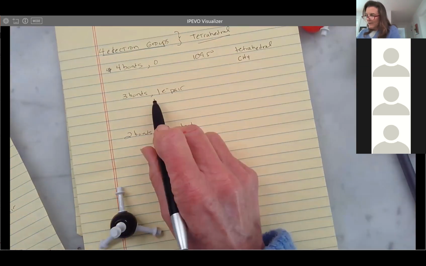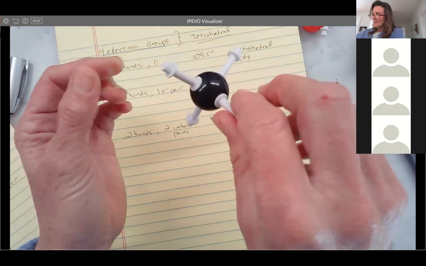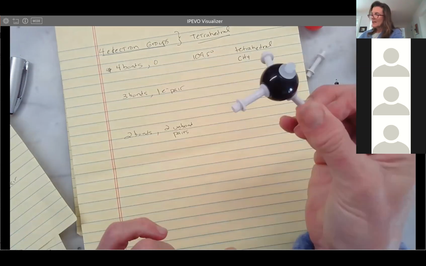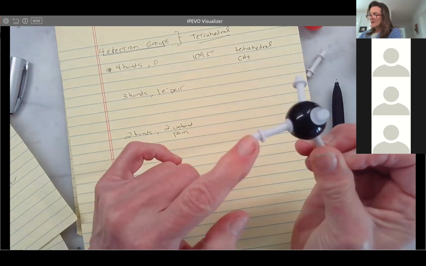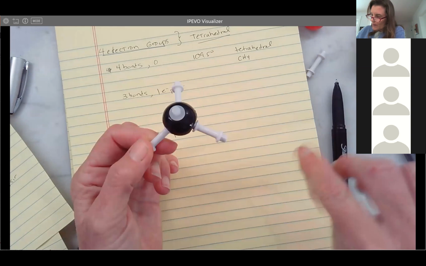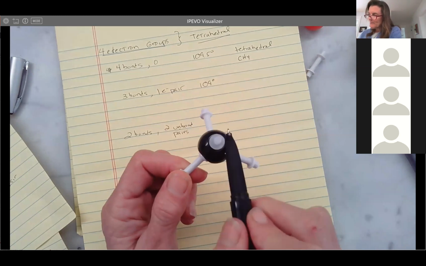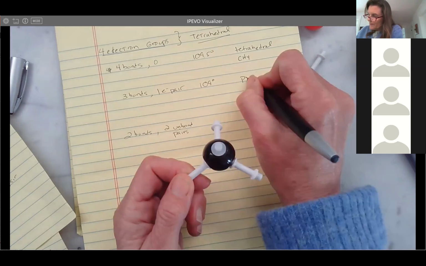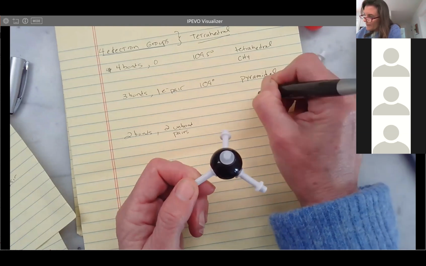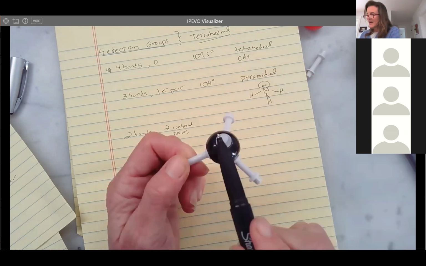Now, if you have 4 electron groups, but I have 1 unbonded pair, then you have something that looks like this. It didn't change the angle between my outer atoms and my central atom, but I've lost the top of my tetrahedron. So the angle for this is still basically 109 degrees. It's a little smaller because an unbonded pair takes up more space. The name of this is pyramidal. An example of a pyramidal molecule is ammonia, where nitrogen has an unbonded pair and then 3 hydrogens coming out.